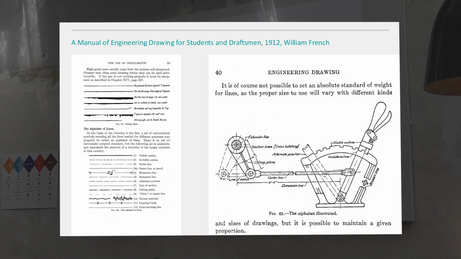So engineering or mechanical drawing quickly developed a rich visual vocabulary of lines and projections and symbols in the early 20th century. There's an entire alphabet of lines here in William French's manual from 1912, I think. 1912. And these could be combined to draw any kind of a machine.